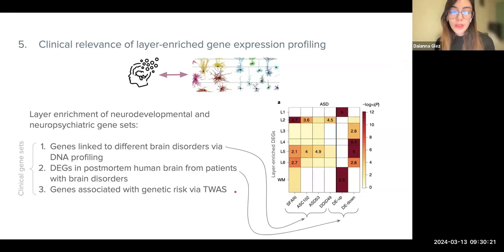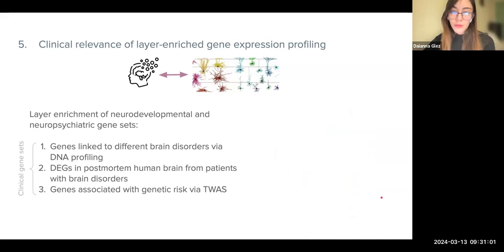They also took a gene set of differentially expressed genes in postmortem human brain from patients with autism against neurotypical controls. They divided these differentially expressed genes in upregulated and downregulated, and they obtained these contrasting results in which upregulated genes were enriched in the first layer and the white matter, whereas the downregulated were enriched in layers 3 to 6. So that would mean there are some layers that are more related with the upregulation of autism-associated genes and others with the downregulation of these genes.